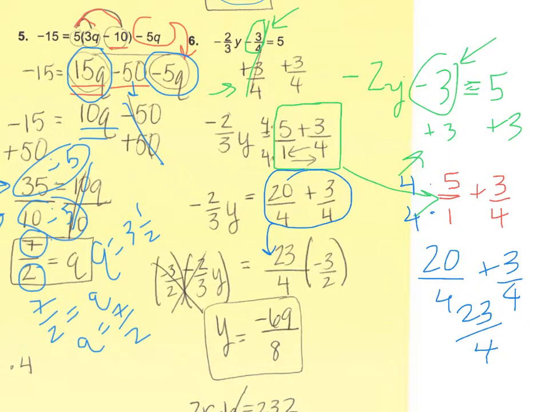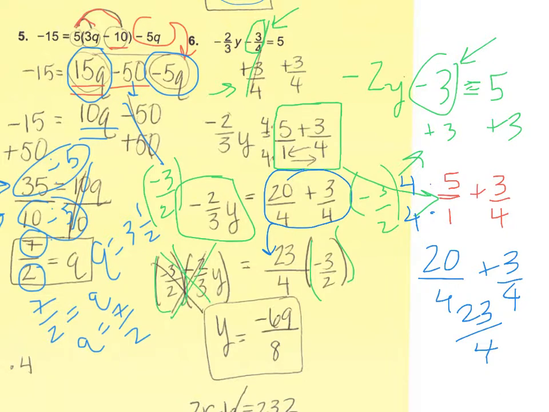The next step, we're trying to isolate the y. We have negative 2/3 y. We're allowed to multiply by the reciprocal. So we multiply both sides by negative 3/2. Okay, so then the next step is when we multiply by that reciprocal, negative 3/2. Well, on the left side it cancels, right? Because it's inverse operation. So we're left with y, which is what we want.